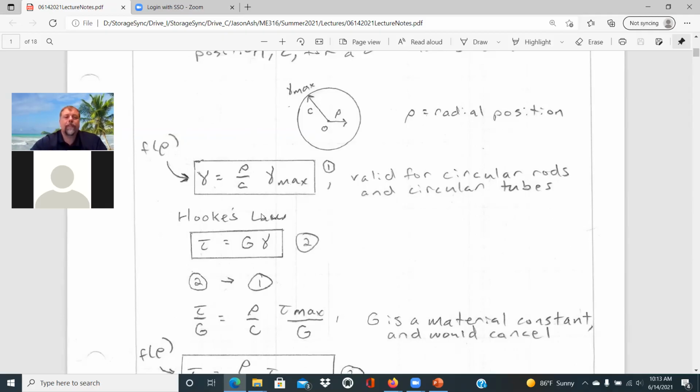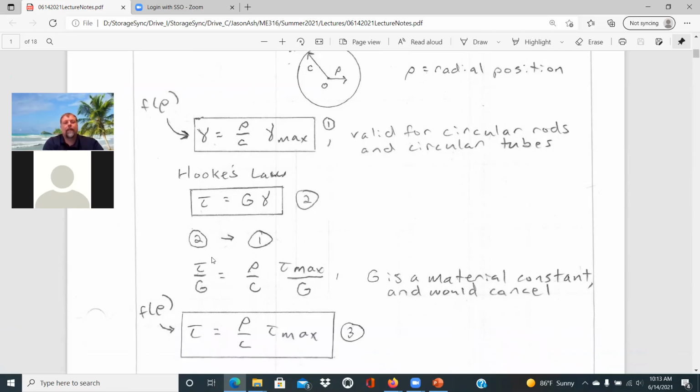Then if we look at Hooke's law, our shear stress is equal to our shear modulus times our shear strain. That'll be number 2, our equation 2. And so if we put equation 2 into equation 1, our shearing strain would just be the shear stress over the shear modulus, equal to rho over C times tau max over our shear modulus.